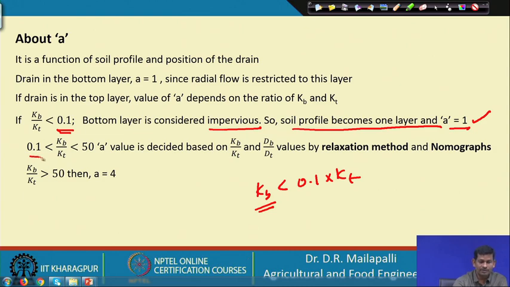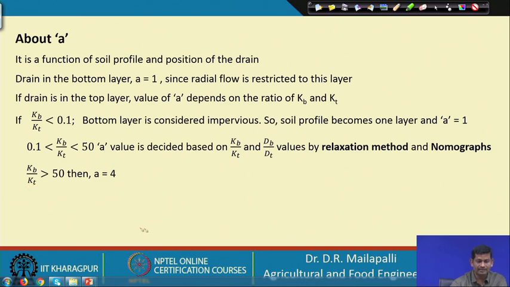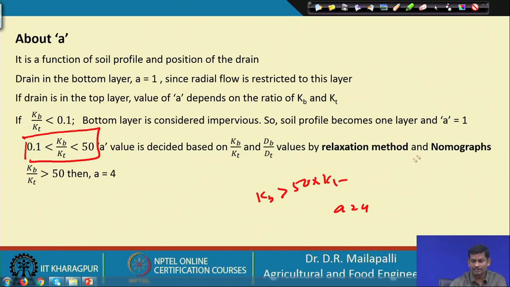The next case is where Kb by Kt is greater than 50, that means Kb is greater than 50 times Kt. The bottom layer is more pervious, and then A is equal to 4. In between, for Kb by Kt between 0.1 and 50, A lies between 1 and 4 and can be estimated, like 0.4; it all depends on the ratio between 0.1 and 50.